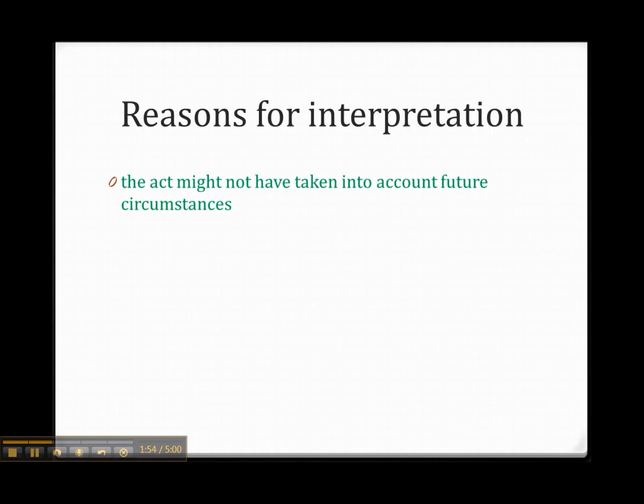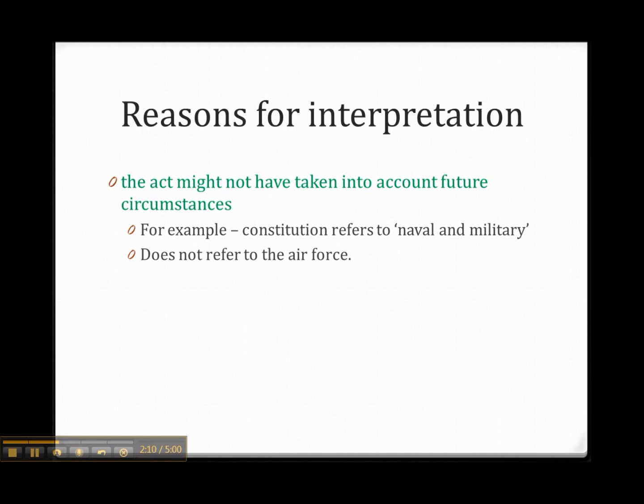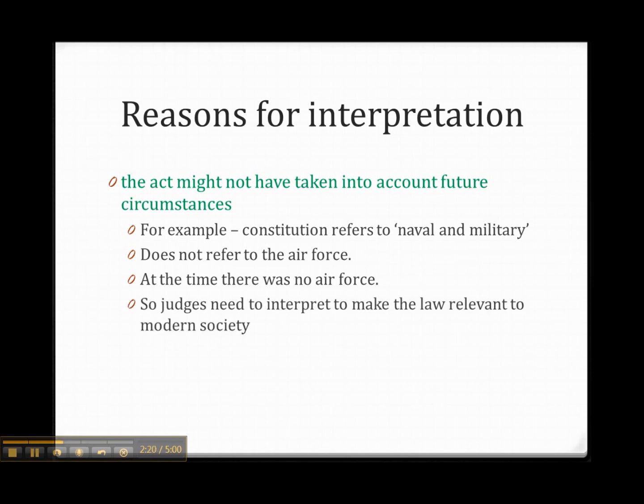Secondly, the Act might not have taken into account future circumstances. As society and technology change, sometimes the meaning of the Act may need to change as well. For example, the Constitution refers to naval and military forces, but doesn't refer to the Air Force, because at the time the Constitution was drafted, there was no Air Force in existence. So judges need to interpret the legislation, or the Constitution in this case, to make the law relevant to modern society.